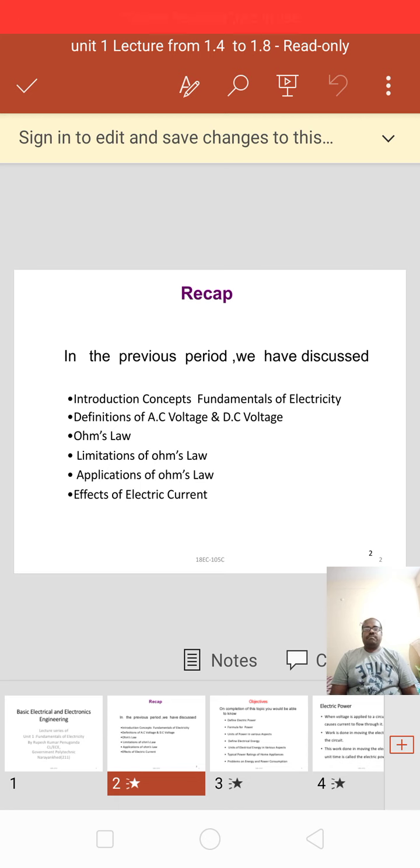Next, concepts regarding the AC voltage and DC voltage and Ohm's law, limitations of Ohm's law, applications of Ohm's law and effects of electric current. In Ohm's law, we learned about how to remember Ohm's law also. Next, now we learn about the different concepts in fundamentals of electricity.